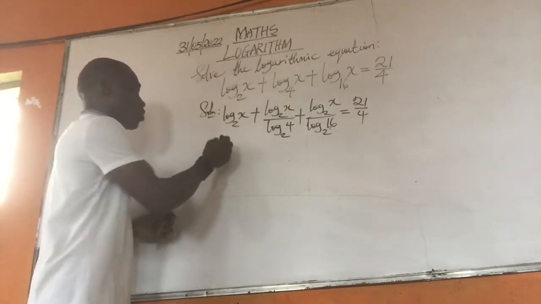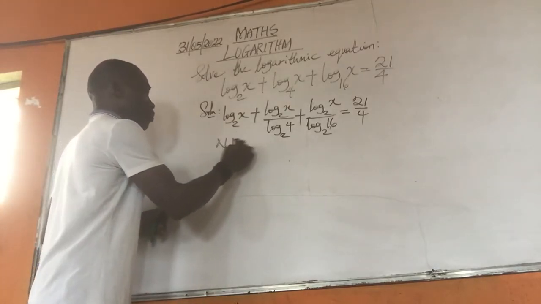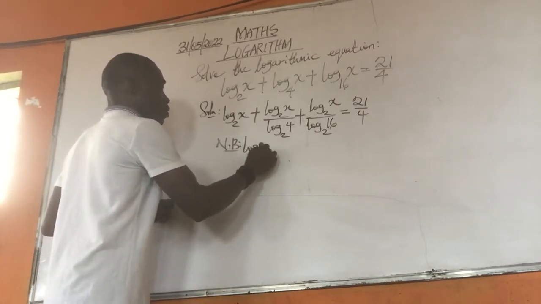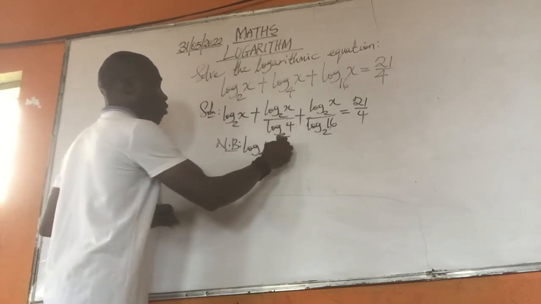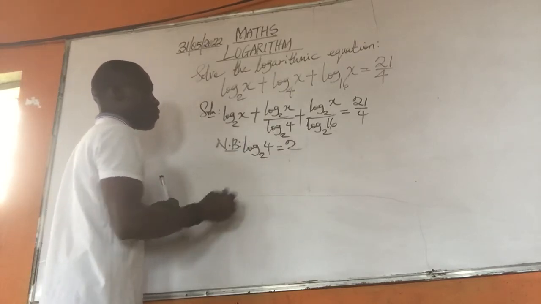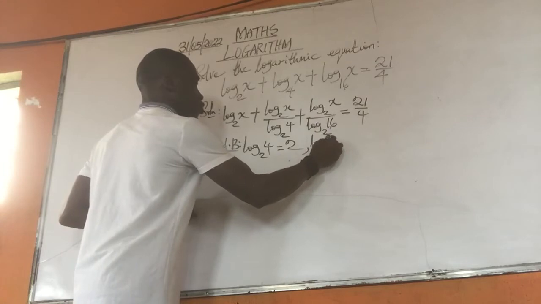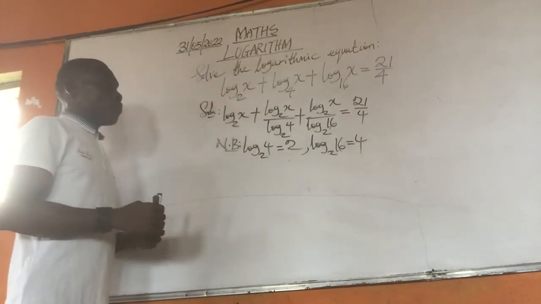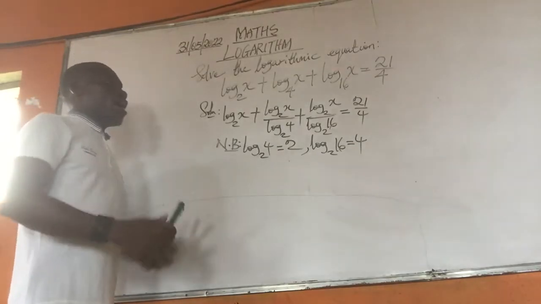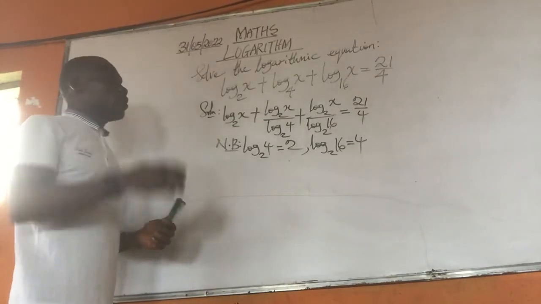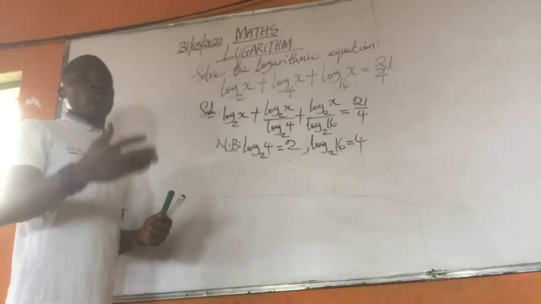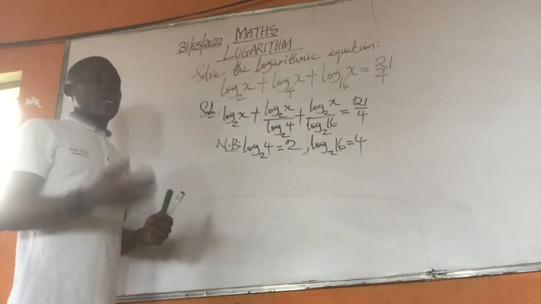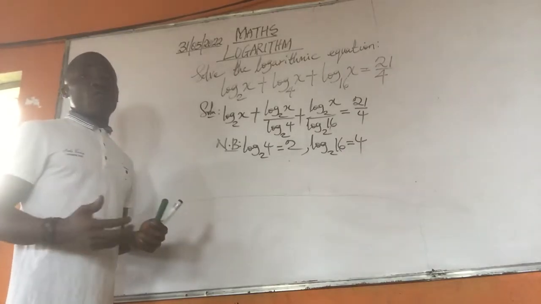So let me write it out. Note: log base 2 of 4 gives us 2. We also have log base 2 of 16 giving us 4. So we can have that on and on. Log base 2 of 4 is 2. Log base 2 of 8 will give us 3. Log base 2 of 16 will give us 4.